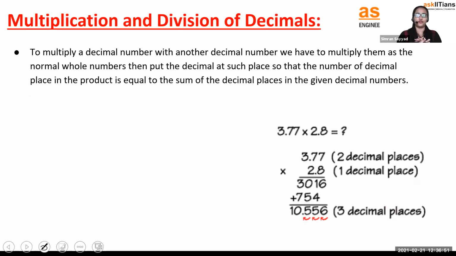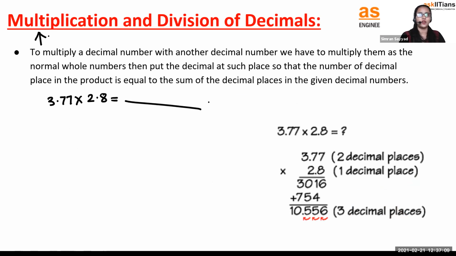Now let's move to multiplication. The very interesting part about multiplication is that here you are not going to consider any decimal value. So 3.77 into 2.8. You have to get the answer for this. So simply, you know what you have to do? You have to multiply it the way we multiply, just ignoring the decimal points.